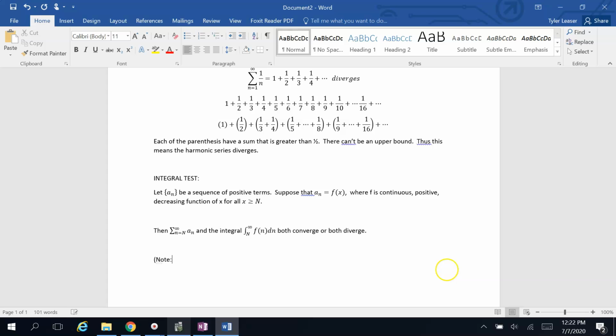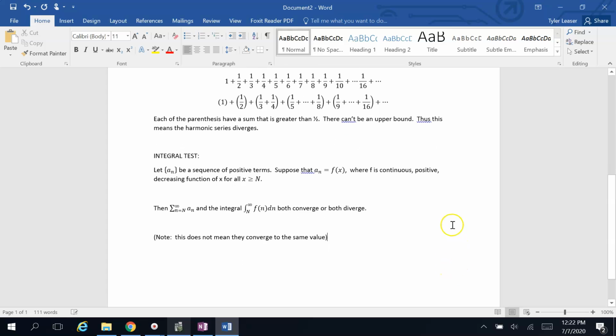Please note, though, this does not mean they converge to the same value. So just because one of them converges, it means the other converges, but it doesn't mean that they converge to the same thing. It just means that they converge in general.